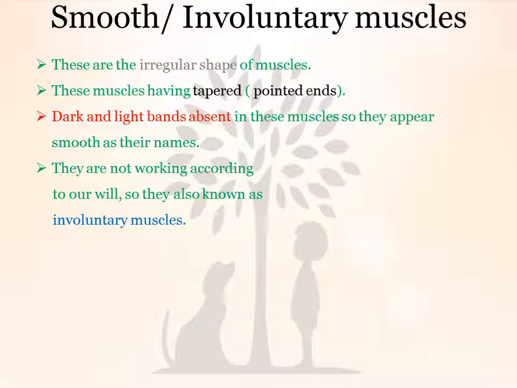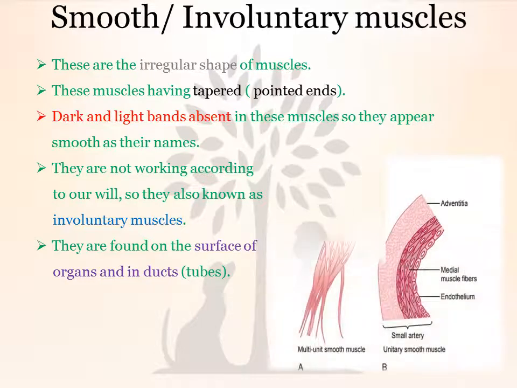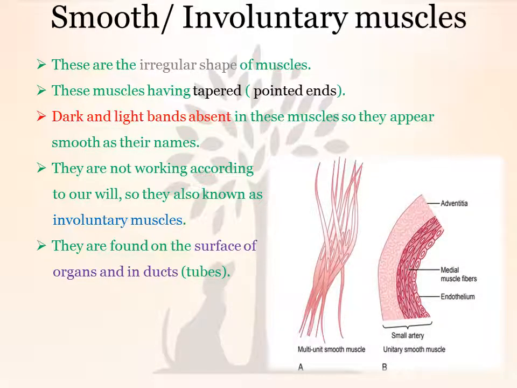They do not work according to our will, so they are also known as involuntary muscles. You cannot control the movement of these muscles. They are found on the surface of organs and inside the ducts and tubes. This is the diagram. You can see here the tapered end, that is, the pointed end of muscles, and they are lying inside the ducts.